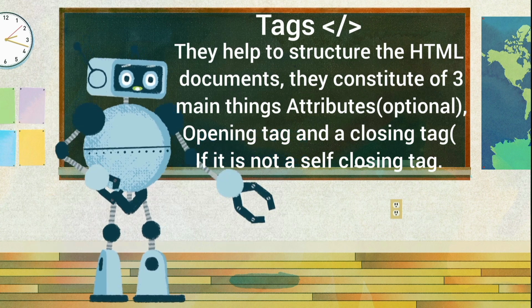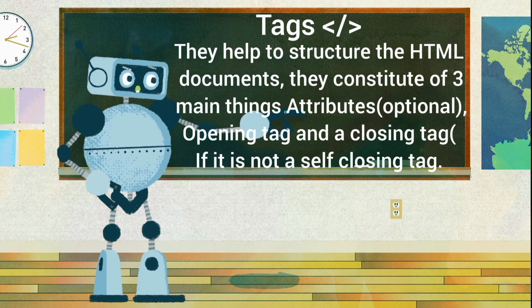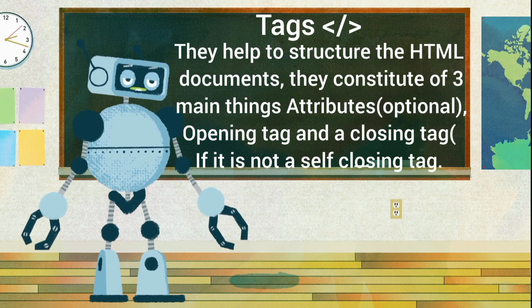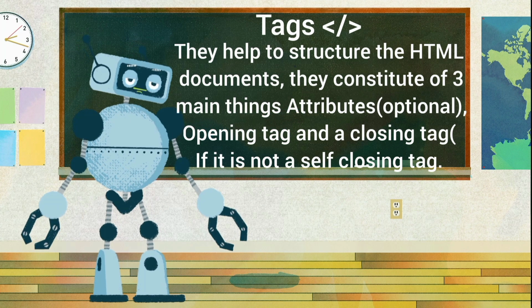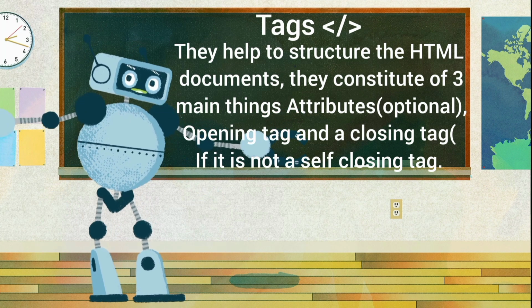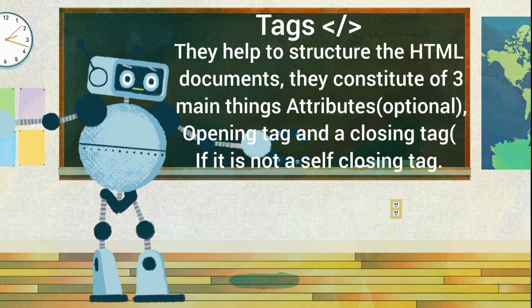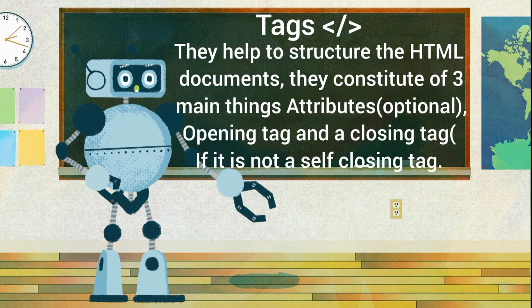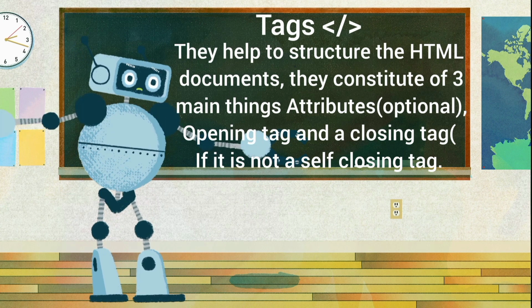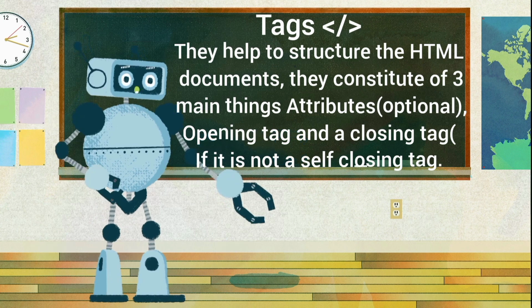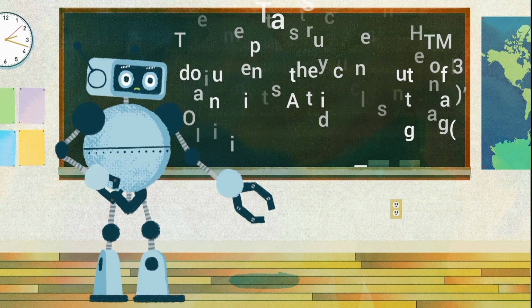A tag typically constitutes of an attribute, well, that's if need be, an opening tag, and a closing tag. Also, it's not all elements that have a closing tag. Some elements or tags are self-closing, which means they don't need a closing tag. Note, tags can also be called elements. But the main difference is that tags are the actual tools used in structuring documents, and elements are the object or action represented by the tags.